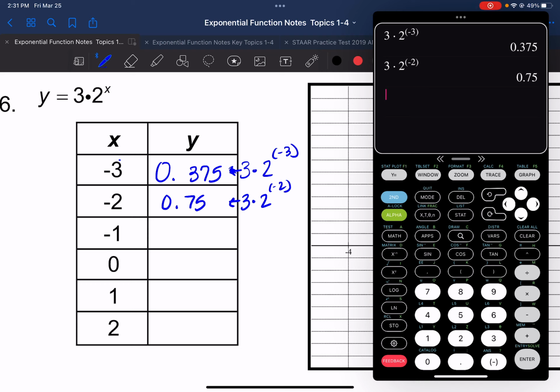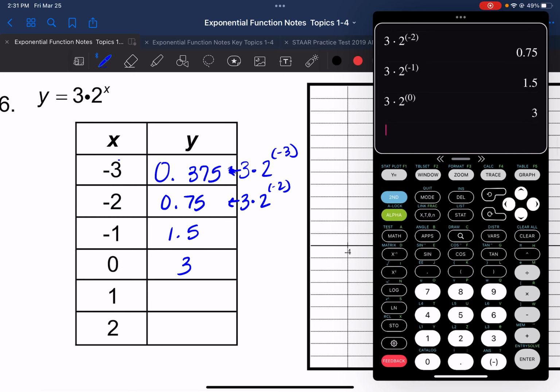So we do it again. Let's fill in this table. It takes a little while. So I'm going to put a negative 1. Delete, put a 1. What do I get? 1.5. All right, we're almost done. Go back up here, press enter. I want this to be a 0, so delete both of those. Put a 0, enter, 3. All right, go back up.